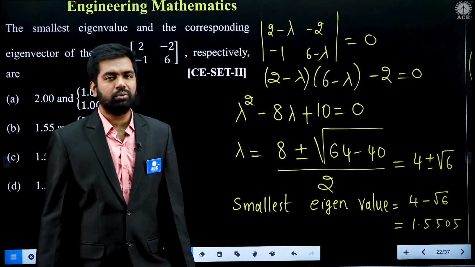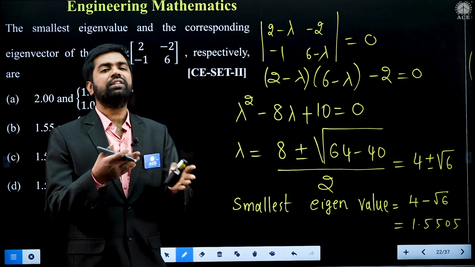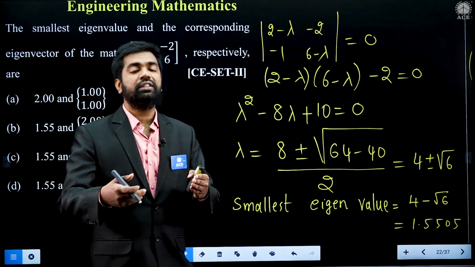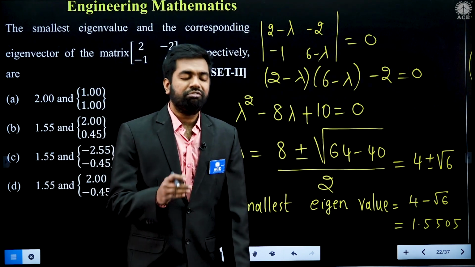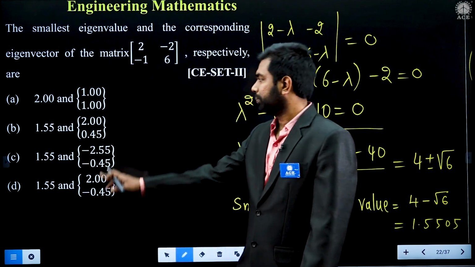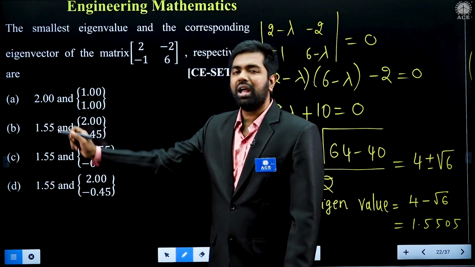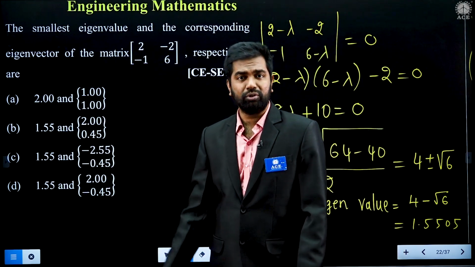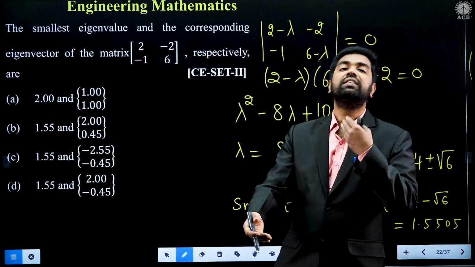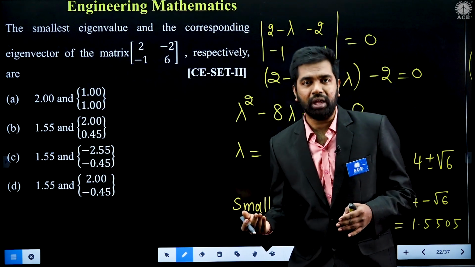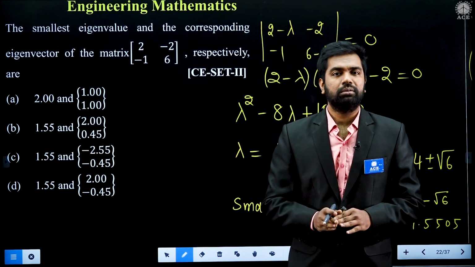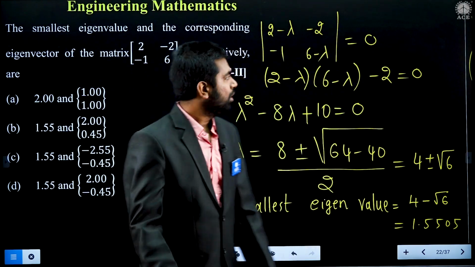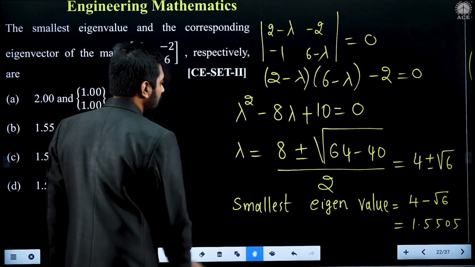What verification do you have to do? You have to go for this kind of verification, that is Ax is equal to lambda x. For example, let's look at option B. I'll set lambda as 1.55 and the eigenvector x as 2 and 0.45, and then I look at what is Ax, what is lambda x, are they equal or not? If they are equal, then that would be our right answer. So let's do that verification now.